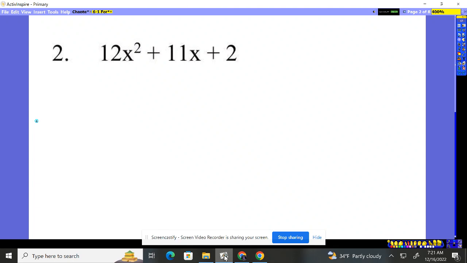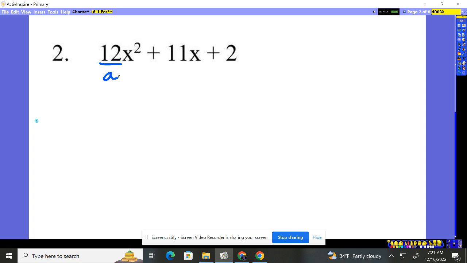Number 2, we want to factor this trinomial down into the product of two binomials. The problem is this piece right in front is a 12. And then you have 11 and a 2, so nothing factors out. So we have to deal with factoring when what we call the a value in front is not a 1, but actually some other number.